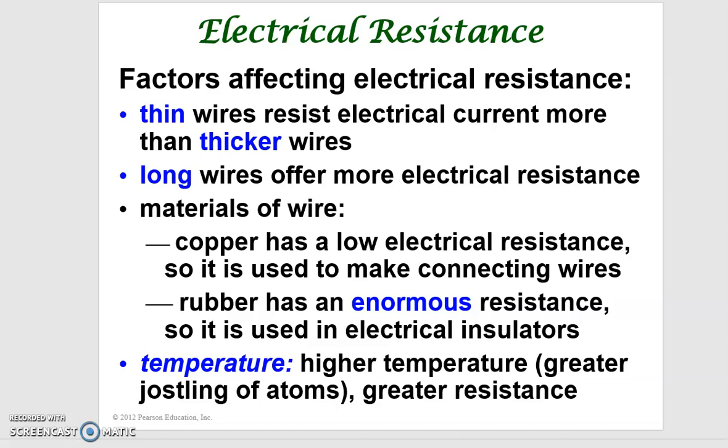Also, the material of the wire matters. For example, a conductor like copper intrinsically has a very low resistance, and that's the reason we use it to make wires. But an insulator, like rubber, has a very big internal resistance due to its molecular structure.